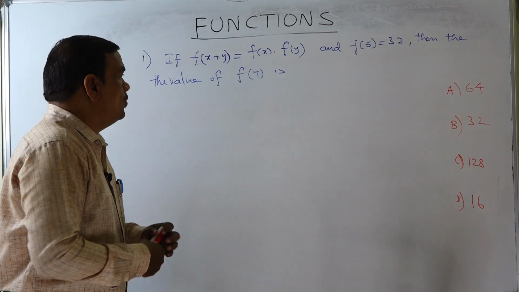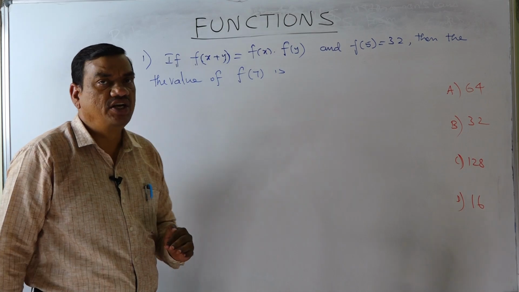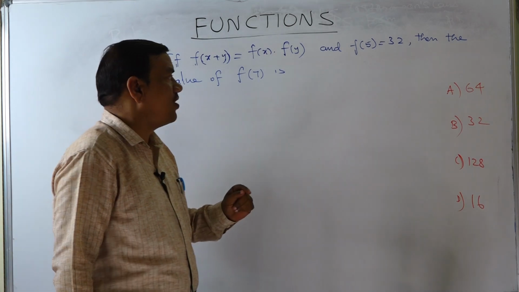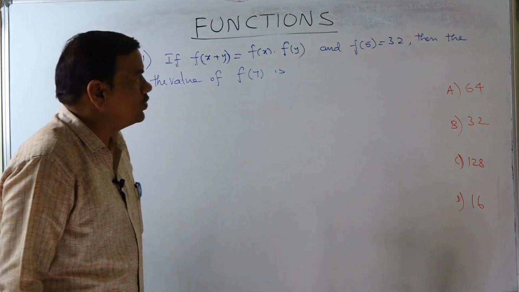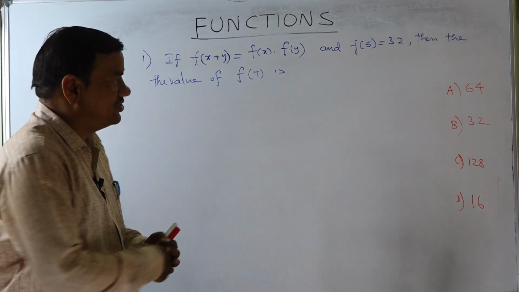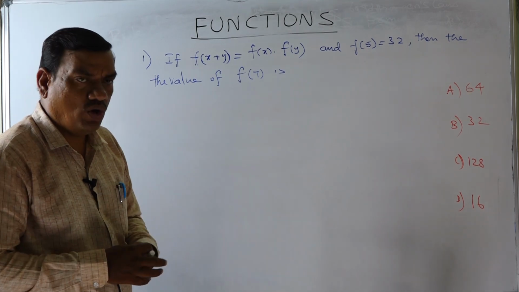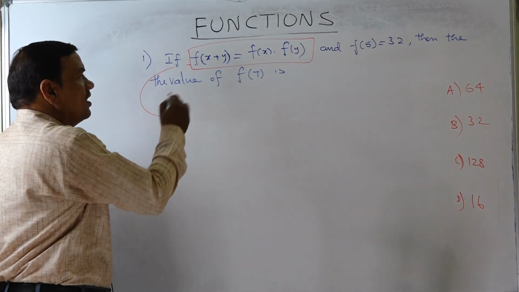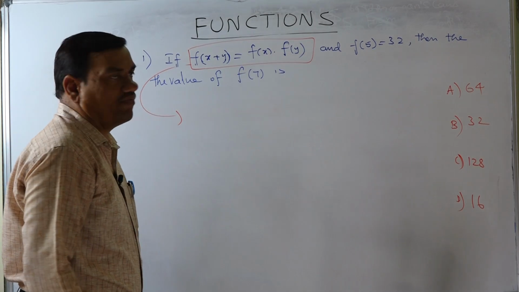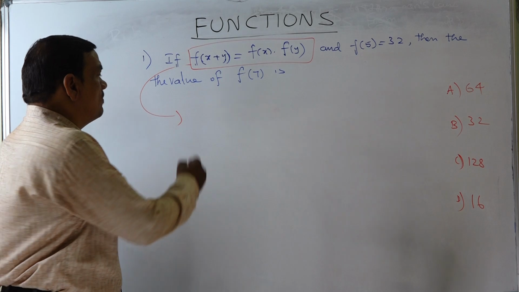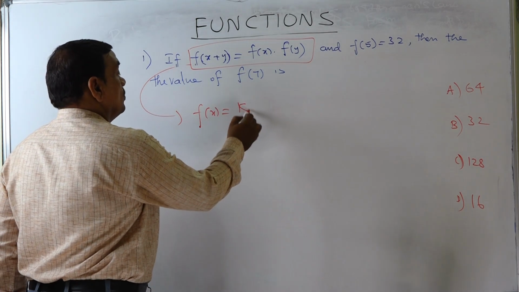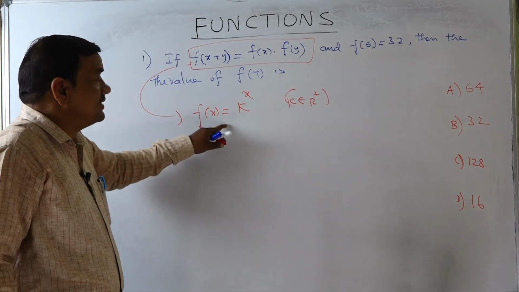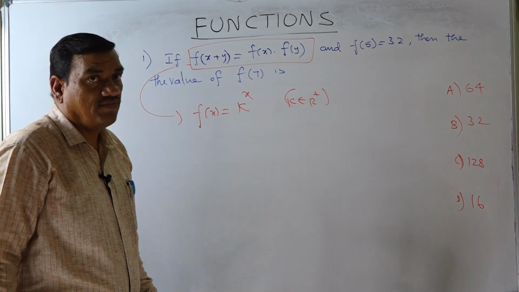Dear students, welcome to the first problem regarding functional equations. The first problem is, if f of x plus y is equal to f of x times f of y and f of 5 is equal to 32, then the value of f of 7 is. So, options are readily available. Just now we have explained about this. If this format is there, f of x plus y is equal to f of x times f of y, this is a functional equation. The solution of this functional equation is f of x is equal to k power x, where k is a positive real number. That means this solution satisfies the given functional equation.